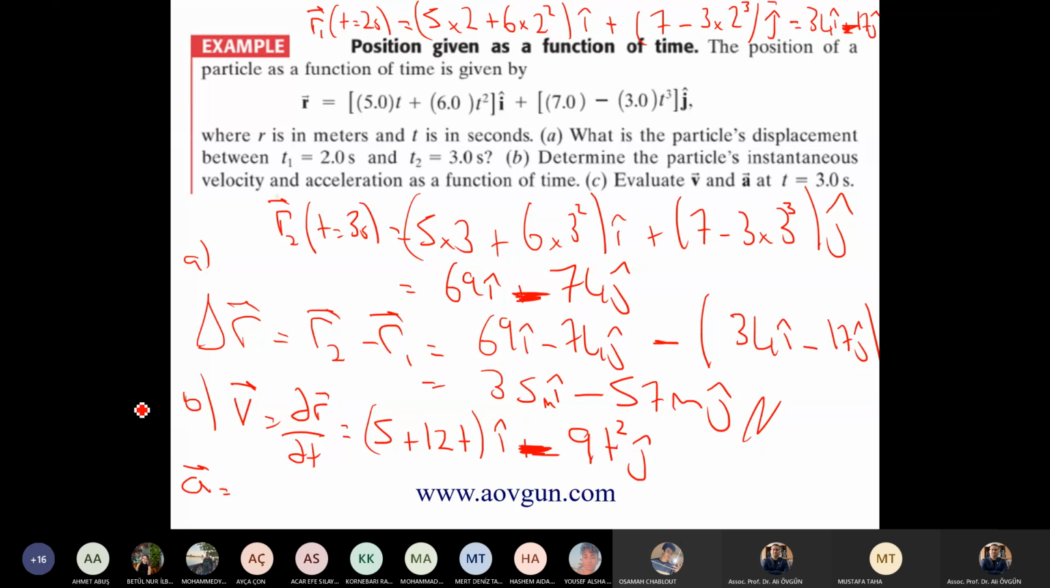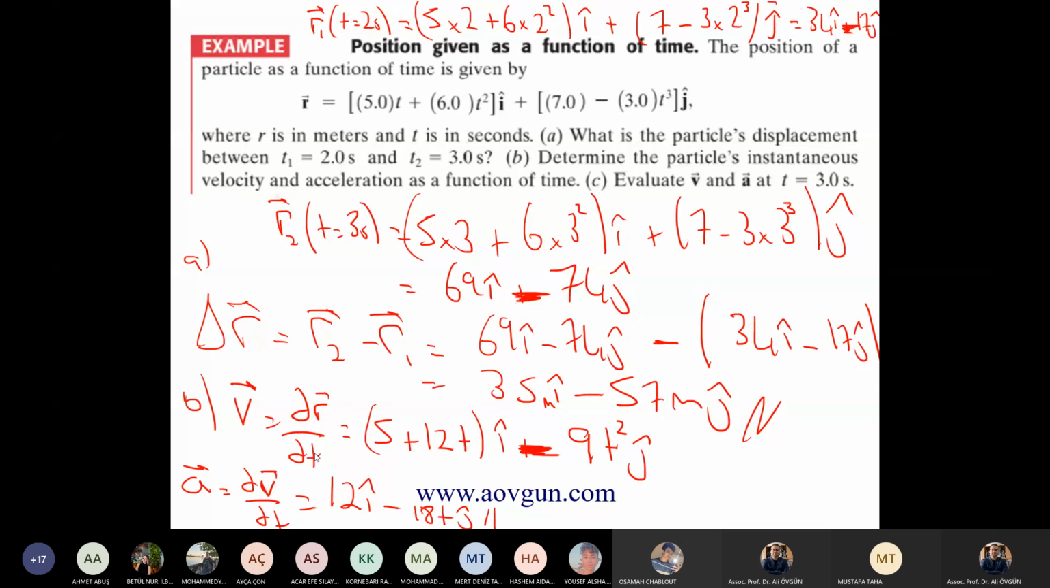After that you must find the instantaneous acceleration. So you must take another derivative of velocity. If you take the derivative of velocity, you can find directly the instantaneous acceleration. Let's take it. There's no t after 5, so this is 0. This is 12 i hat, and here is minus 18t j. There's a t inside, so it means that acceleration is not constant. It depends on t, time. Yes, we found also the instantaneous velocity and acceleration.